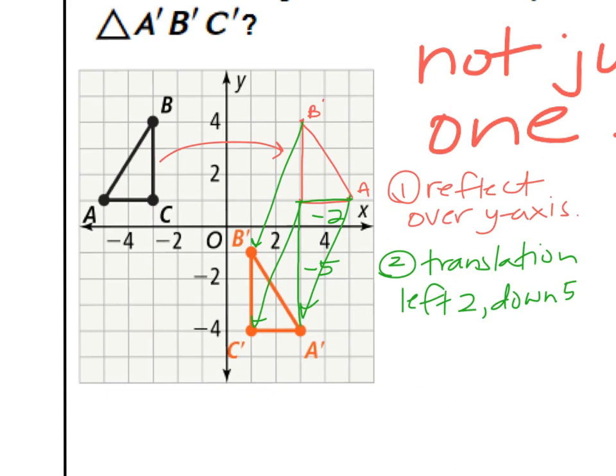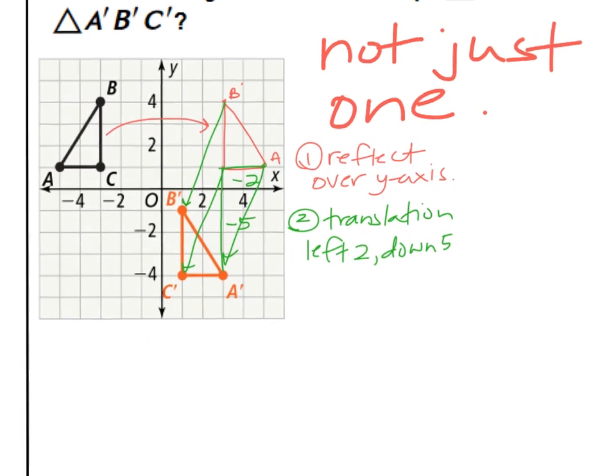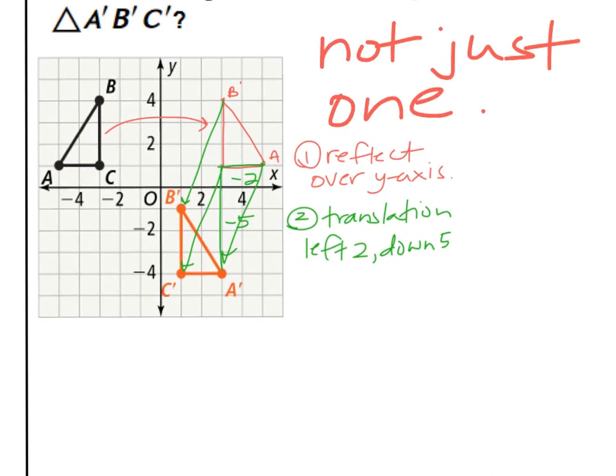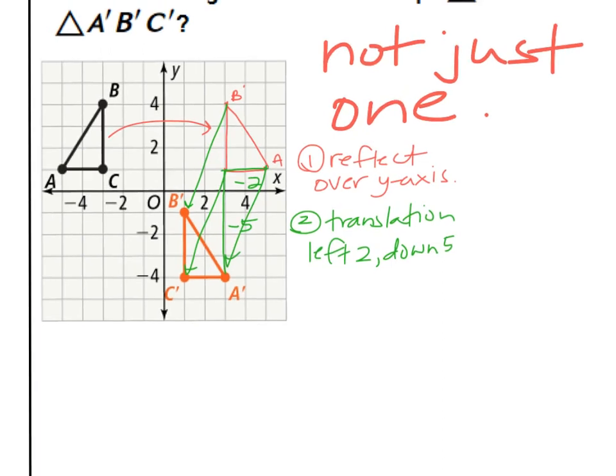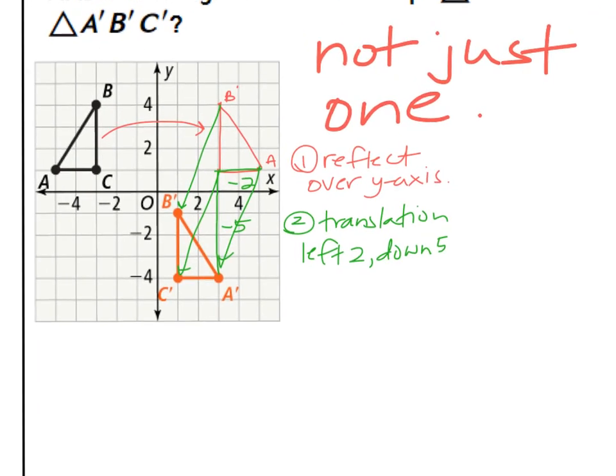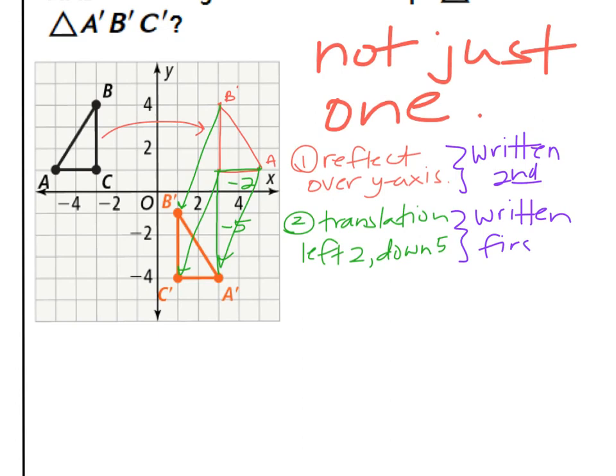As we write this out, remember whatever happens first is actually written second. So this has to be written second in that composition. And this one has to be written first. So how do we do that? I'll show you. If the first thing is a translation, we're going to say capital T.